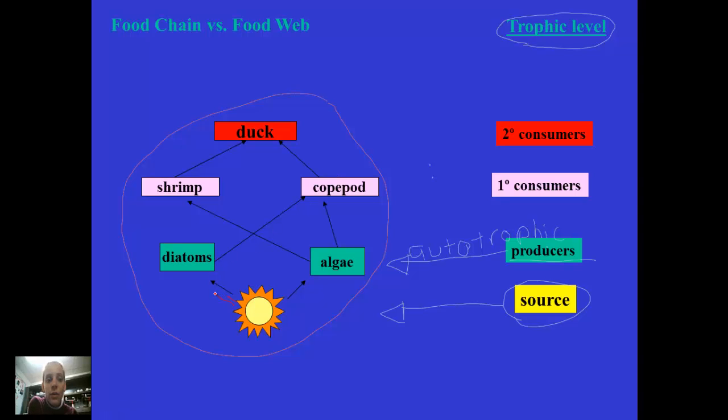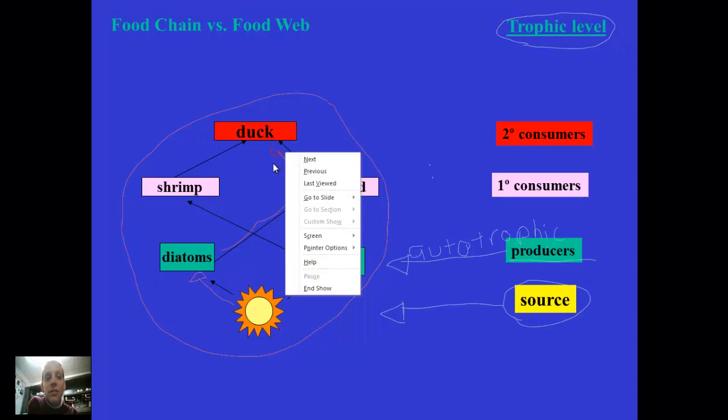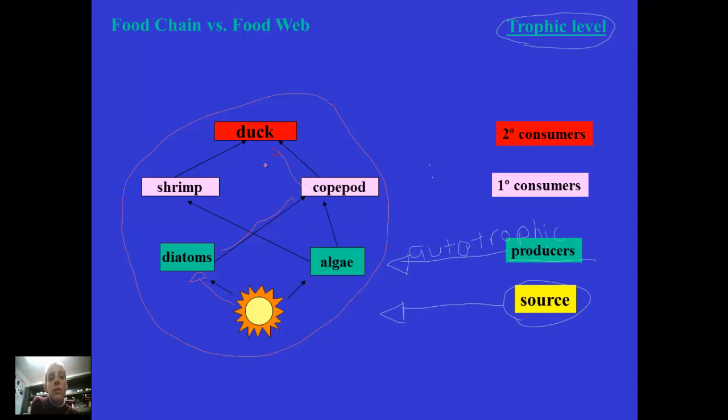So in our first food chain, we move from the sun to diatoms. From diatoms, we move to copepods. And from the copepod, we move up to a duck. That is a food chain. We are moving from one organism to another. Can you spot another food chain?